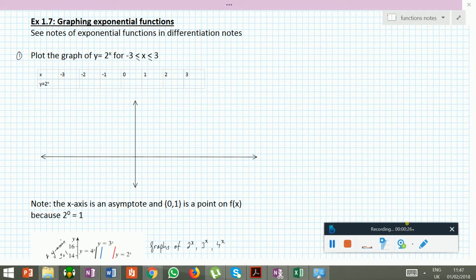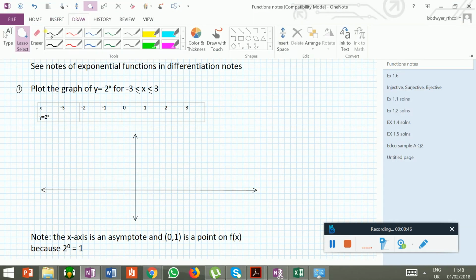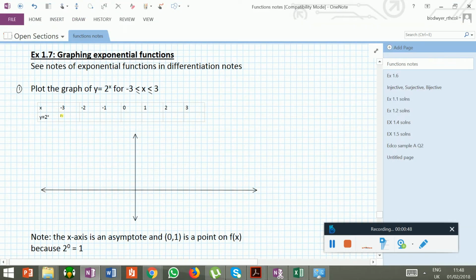So if we want to graph y is equal to 2 to the power of x, what we do is we sub in -3 for x. So in other words, you'd have 2 to the -3, which is 1 over 2 cubed, which is in fact 1/8. 2 to the -2 is, if you evaluate, a quarter, because it's 1 over 2 squared. 2 to the -1 is a half.